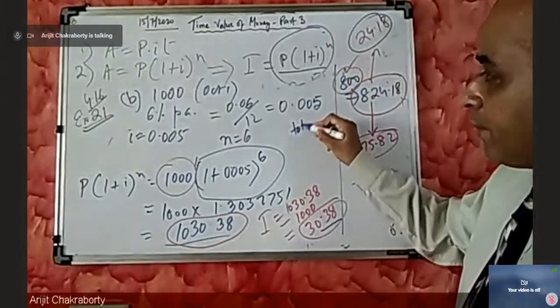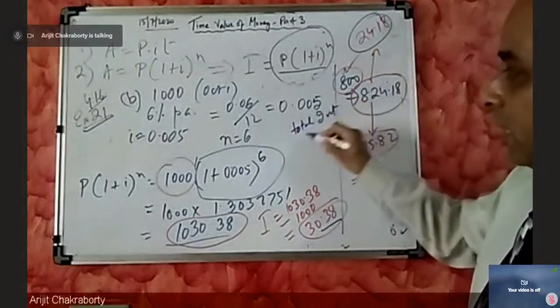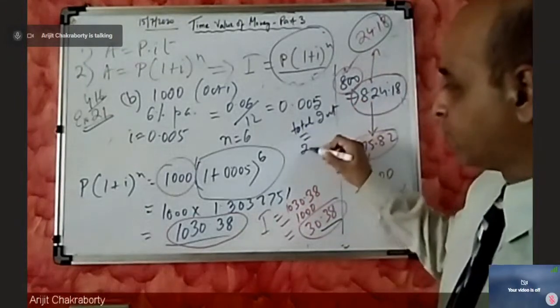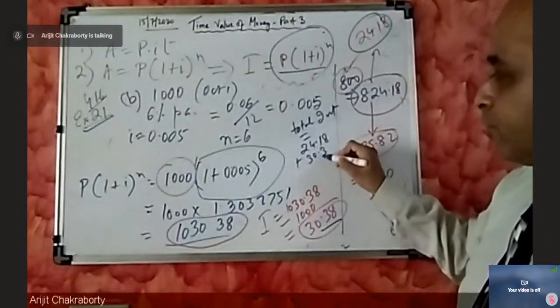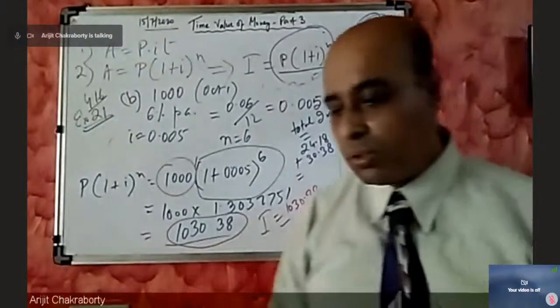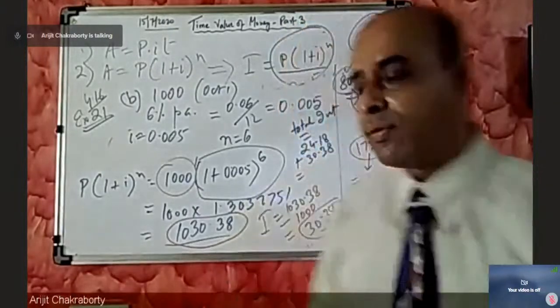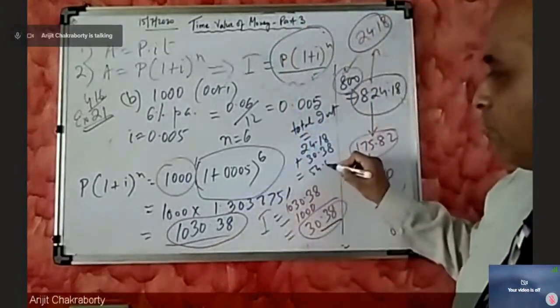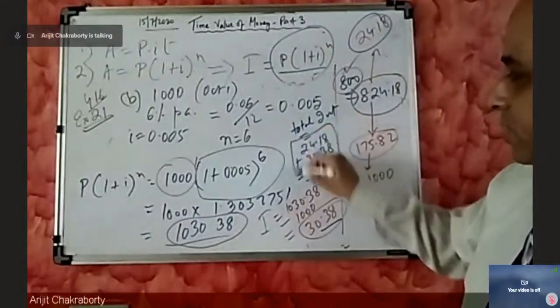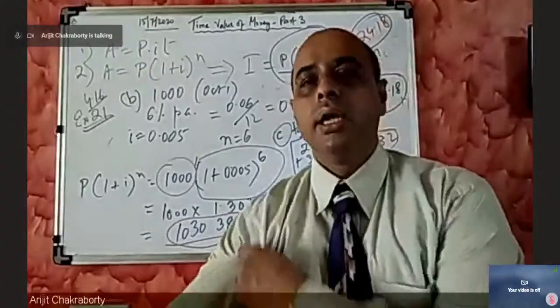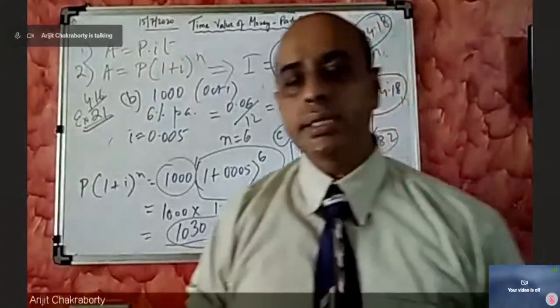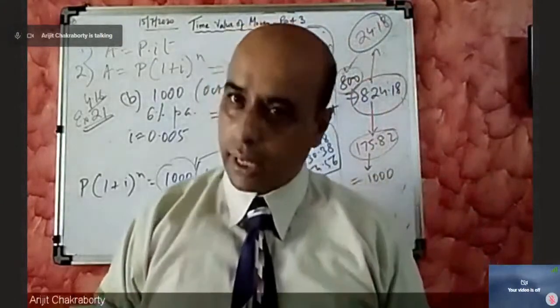So the total interest which he has earned is how much? 24.18 plus 30.38. That gives you 54.56. So this is part C. Because in the third part, in the numerical, the question is, what is the total interest he has earned?